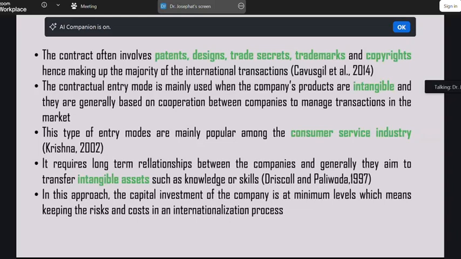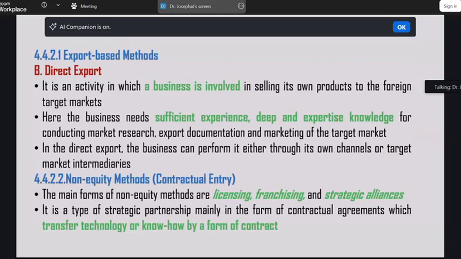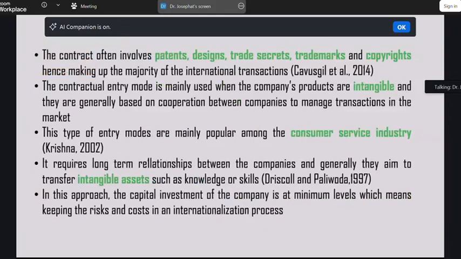These types of entry model are mainly popular among the consumer service industries, especially kwenye consumer service industries, ambako wanatoa zaidi huduma. Mara nyingi wanatumia hizo licensing, strategic alliance, au wanatumia franchising. Tunaweza kuangalia baadhi ya makampuni kama Coca-Cola mara nyingi wanatumia franchising. Lakini unaweza kutumia makampuni ya ndege wanatumia strategic alliance.